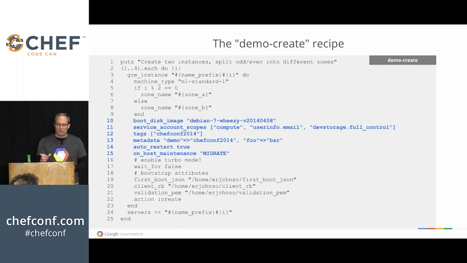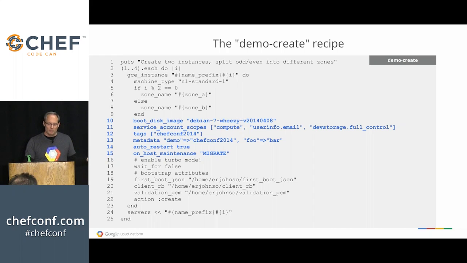So these instances, as they're being created, have full access to Google Cloud Storage, which is the last scope you see there, the devstorage.full_control. They also have compute access, so these instances could actually create other instances within Compute Engine. We'll talk more about that in a second.